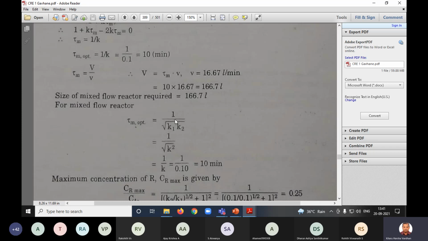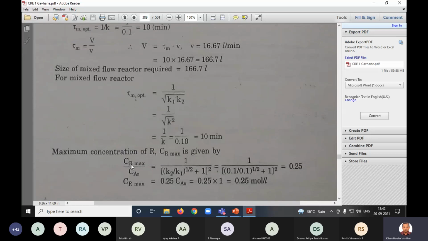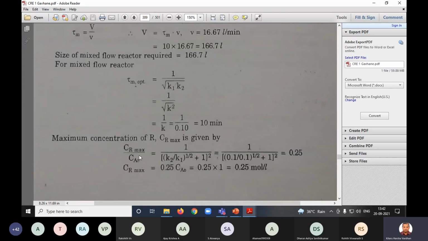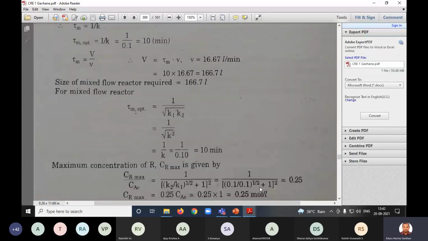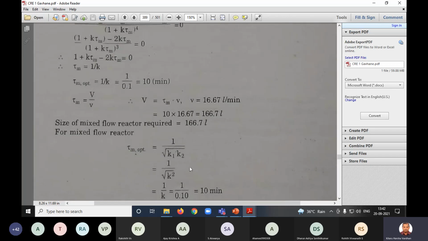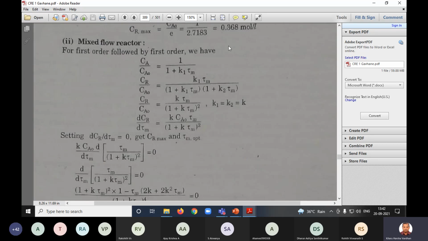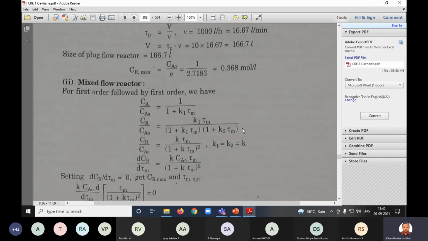Again, tau m is 1 by K1 K2, that is 1 by K square because K1 is equal to K2. So tau is 10 minutes. CR maximum is CA naught times this particular thing, (1 by (K2 by K1)^(1/2) + 1) squared. If I substitute here, I am getting 0.25. CA naught I gave is 1, so 0.25 moles per liter. Whereas here you are getting 0.368 mole per liter for the plug flow reactor, but here you are getting 0.25 mole per liter for the mixed reactor. For the same volume, 166.7 liters for both, right?